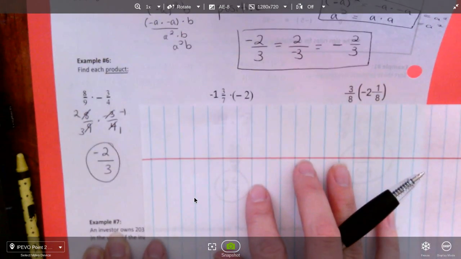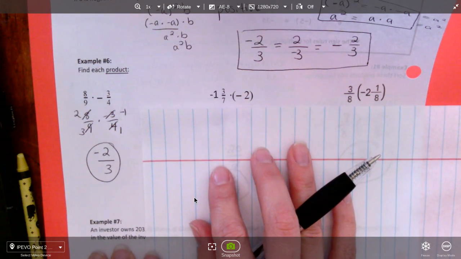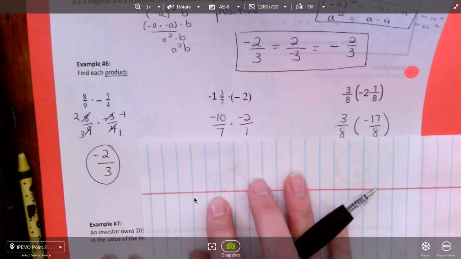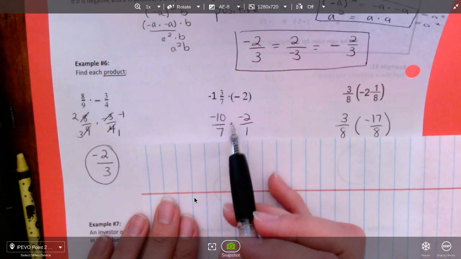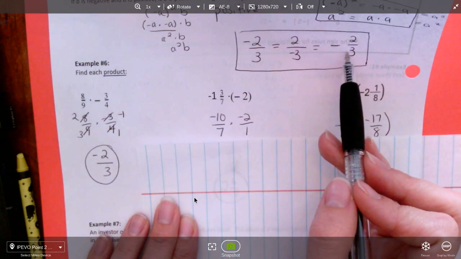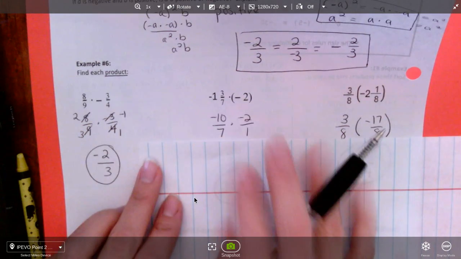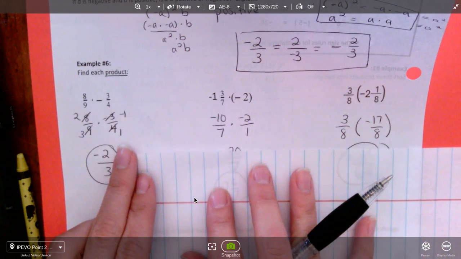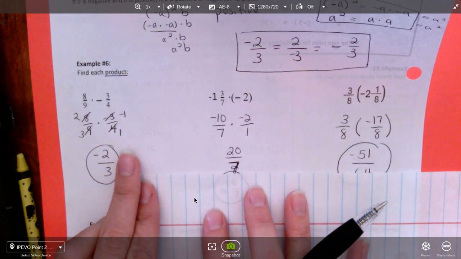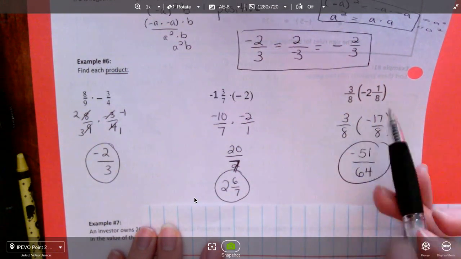For the second one, I had to change -1 3/7 from a mixed number to an improper fraction. When I multiply, that's what I need to do. So remember again to keep your negatives. I like to have my negatives hang out in the numerator. Again, you're welcome to have them hang out in the front, just like this one over here. You cannot cross cancel anything here. So we end up with a negative times a negative, which gives us a positive. And 10 times 2 is 20. 7 times 1 is 7. And as a mixed number will give me 2 6/7.